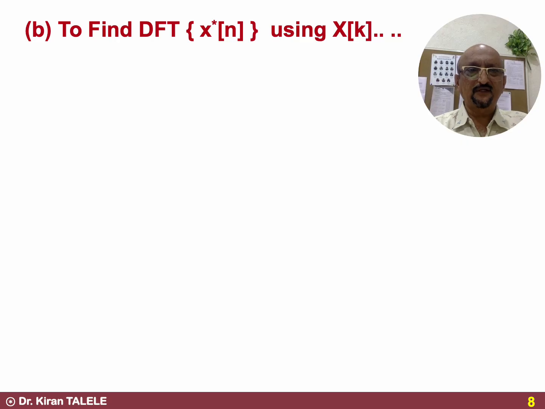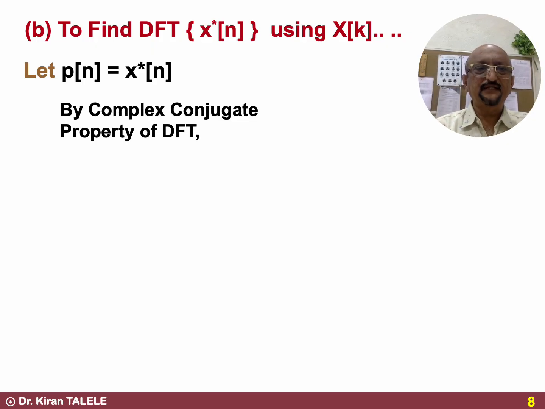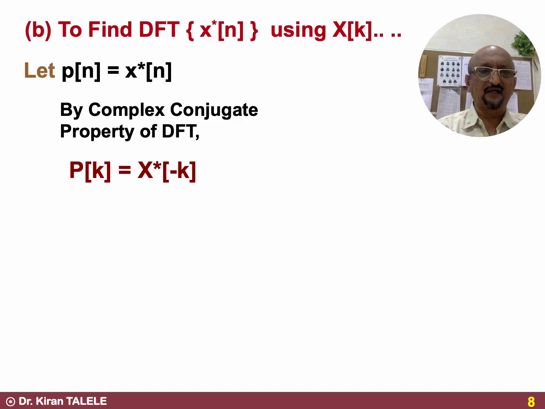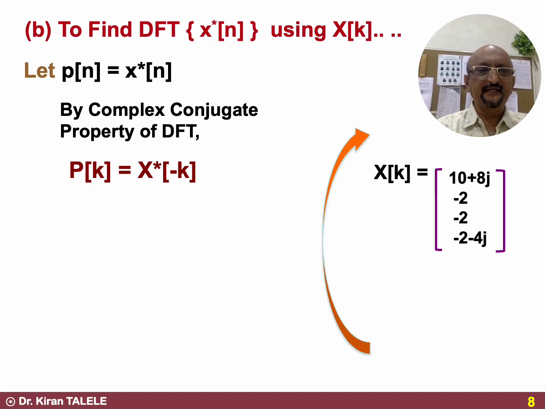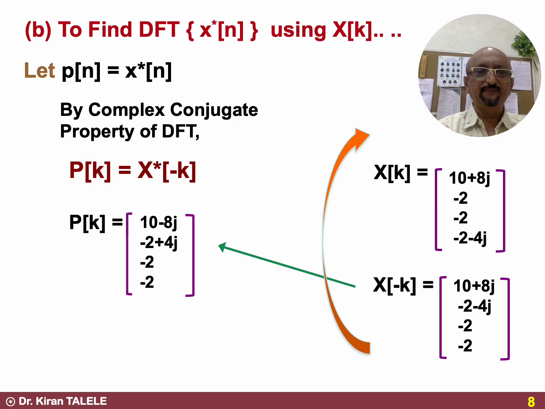To find the DFT of x star of n using X of k, let's say p of n equals x star of n. By the complex conjugate property of DFT, we can write P of k equals X star of minus k. So it's possible to write the direct answer. For that, first we write X of k, then X of minus k, and in this X of minus k, every j is replaced by minus j. That is the complex conjugate of X of minus k. Here 10 plus 8j changes to 10 minus 8j, and minus 2 minus 4j changes to minus 2 plus 4j. The remaining values are real, so they remain as they are. This is P of k.